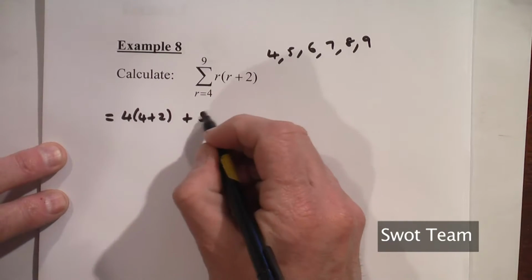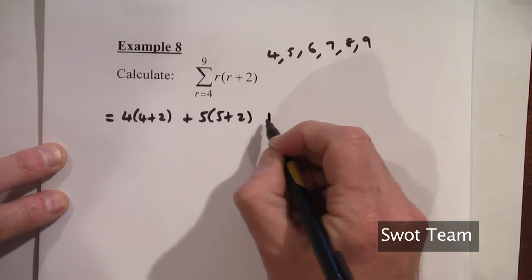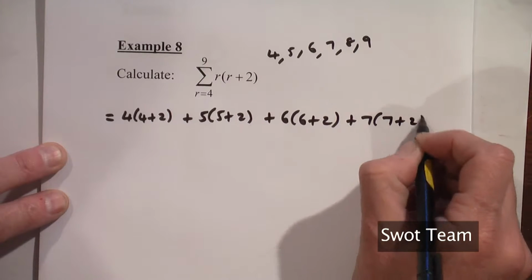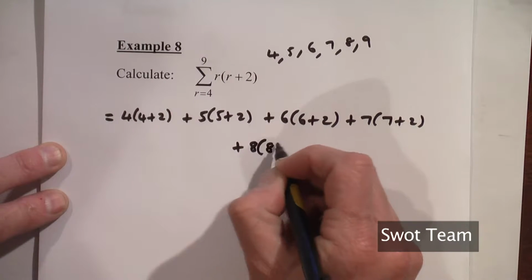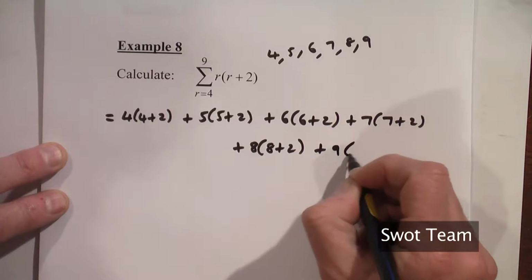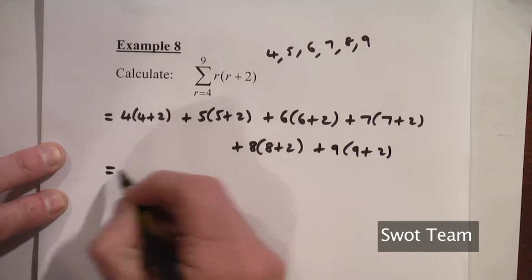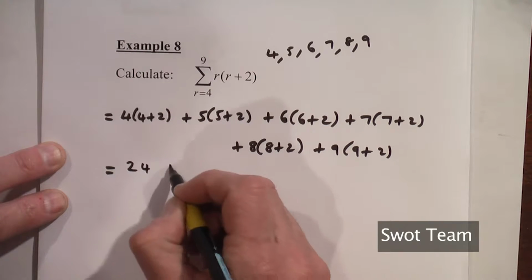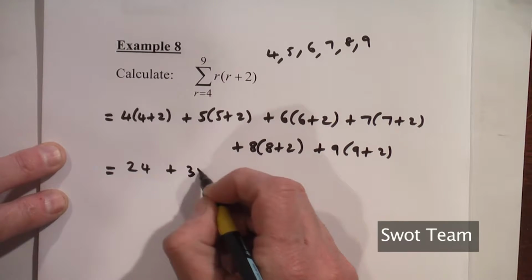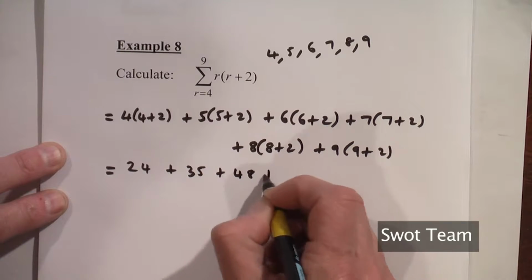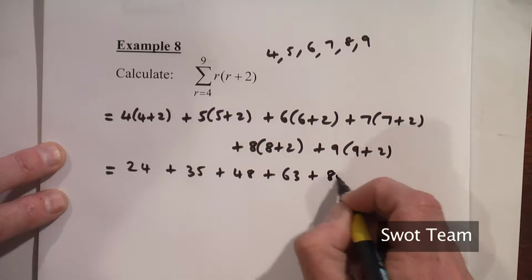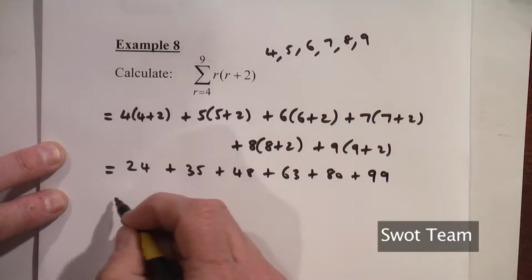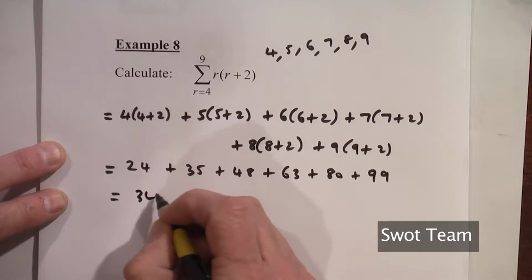And here we go. 4 plus 2, 5 plus 2, 6 plus 2, 7 plus 2, 8 plus 2, 9 plus 2. So what does this give us? 4 times 6 is 24, plus 35, plus 48, plus 63, plus 80, plus 99. If you add that up, that will be 349.